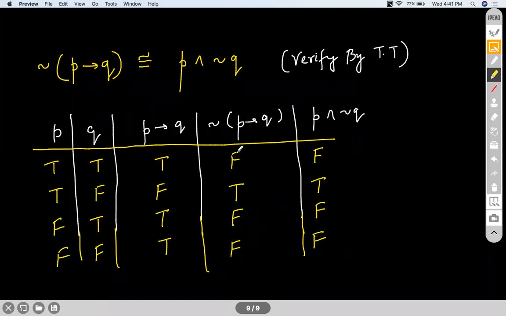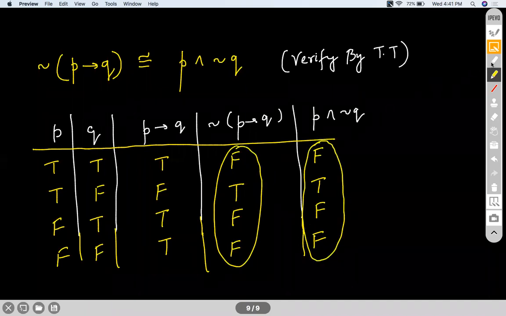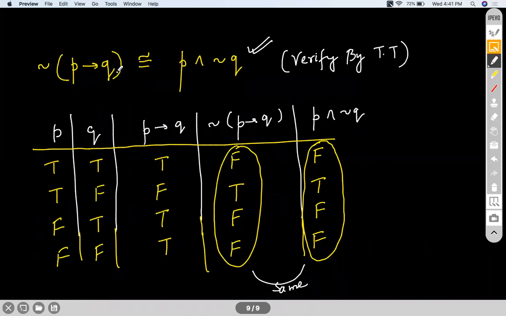True, false. Yeah, false. Do you see that this column and this column exactly match? That means, yes, they are logically equivalent. And it's common sense also. If you say if P then Q, then the opposite will be P happening and Q not happening, isn't it? Sir, you said if I study, I'll get into IIT. I studied, but I did not get into IIT. So that will be the negation of what has happened. Yes or no? Yes, sir. Kind of, I don't know. Damn weird.